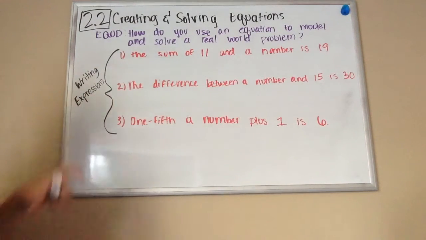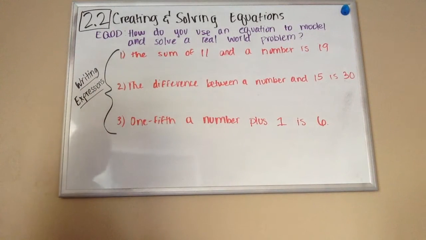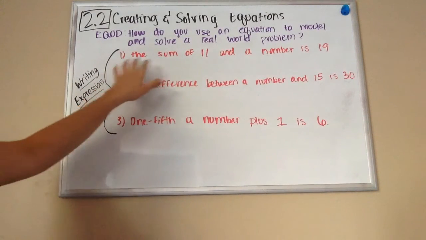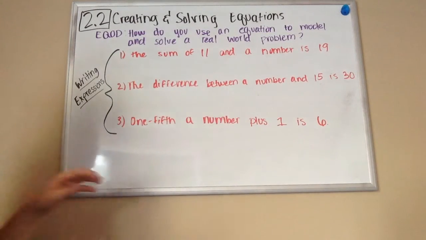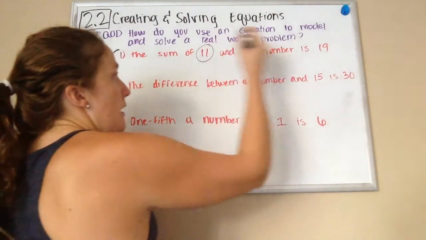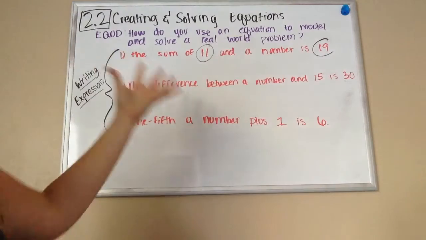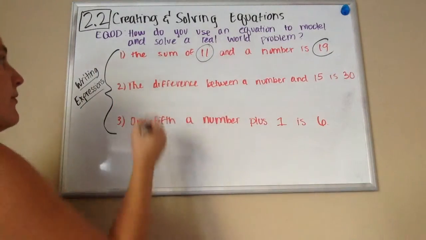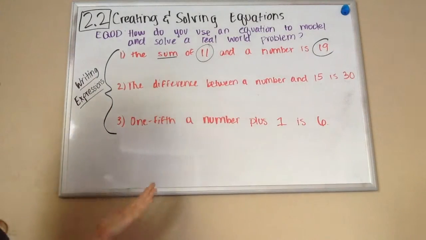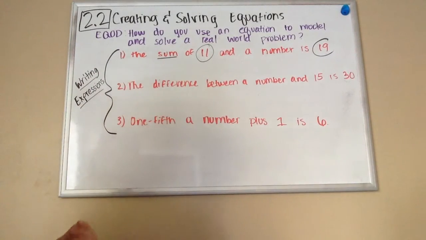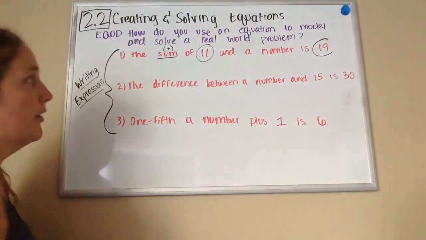So we're going to jump right in. The title of this section is Writing Expressions, so writing expressions from words. For number 1, we've got the sum of 11 and a number is 19. We always read from left to right, so as we read, we can write out the expression. But we've got to first understand what sum means. If you look back in the chart that we cut out and put in section 2.1, the chart shows that sum is the addition operation.